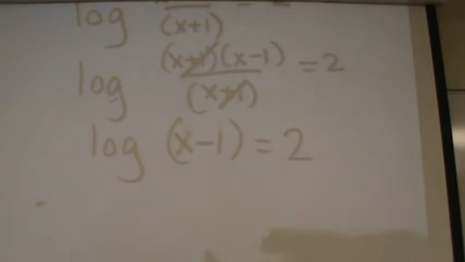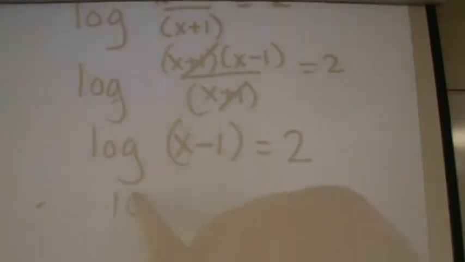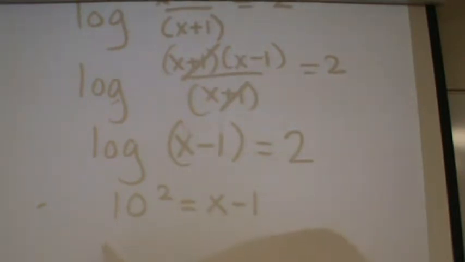Now what are you going to do? Rewrite it. What's the base? 10 to the second power is x minus 1. What is 10 to the second power? 100. What's your answer? 101.